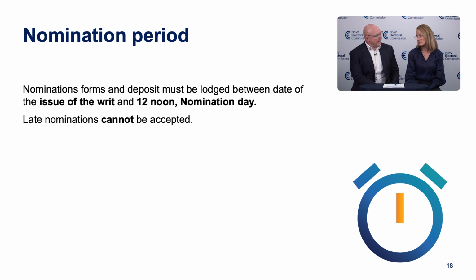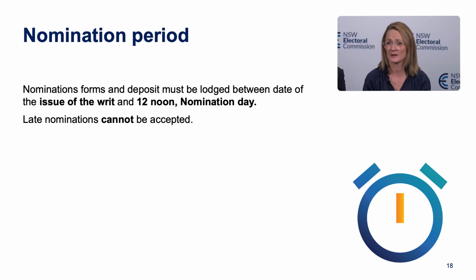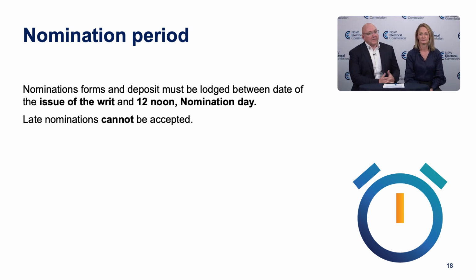Now, a nomination and the nomination deposit must be lodged with the election manager for the district that you are contesting or the New South Wales Electoral Commission. The period for which you can lodge your nomination will be available on the New South Wales Electoral Commission's website under key dates. As we've mentioned, no late nomination can be accepted, and a candidate cannot correct a nomination after the close of nominations. Also, a candidate cannot withdraw their nomination after 12 noon on the nomination day.